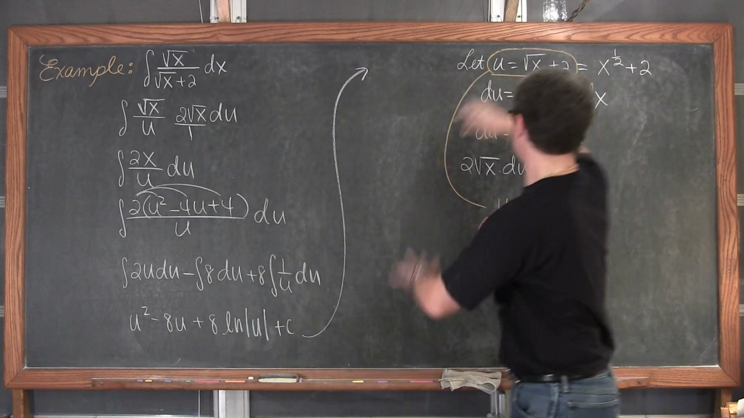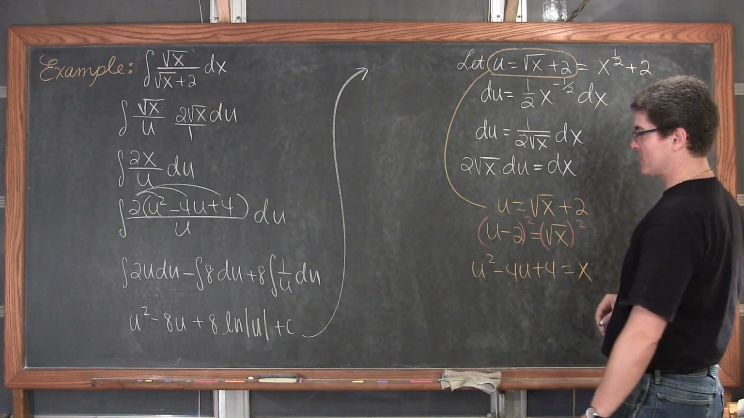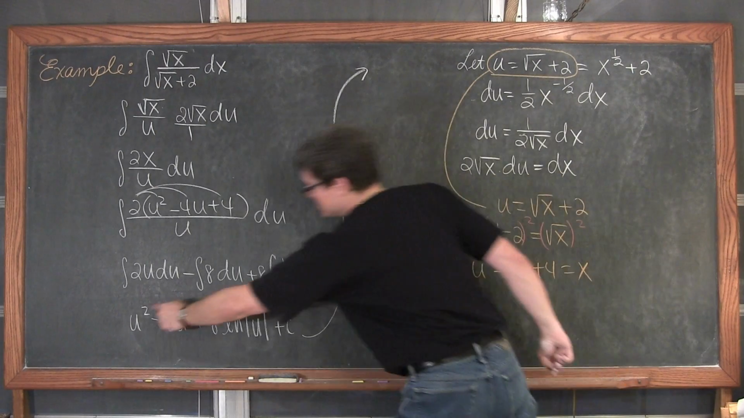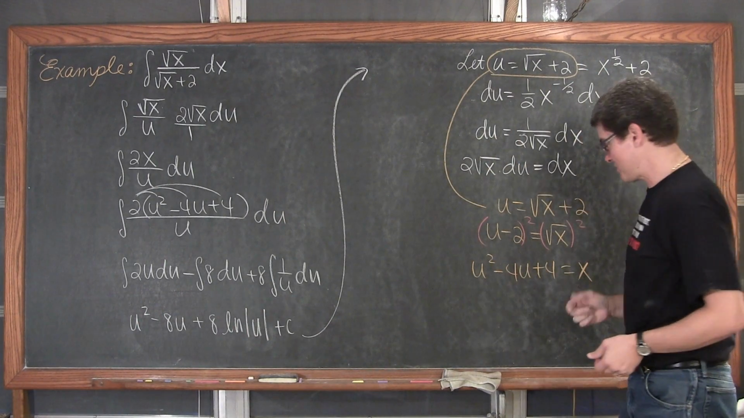Now that's going to start getting in the way here. I need to get my u substitution back in. So let me get this erased, and I'm going to take each of these u's out and plug in our square root of x plus 2.